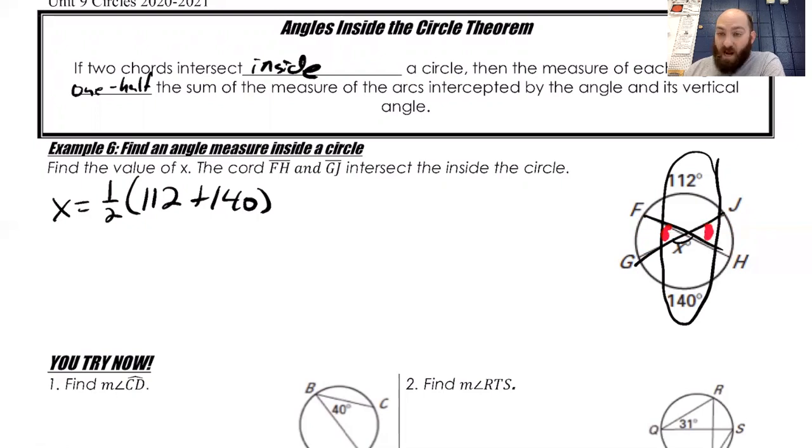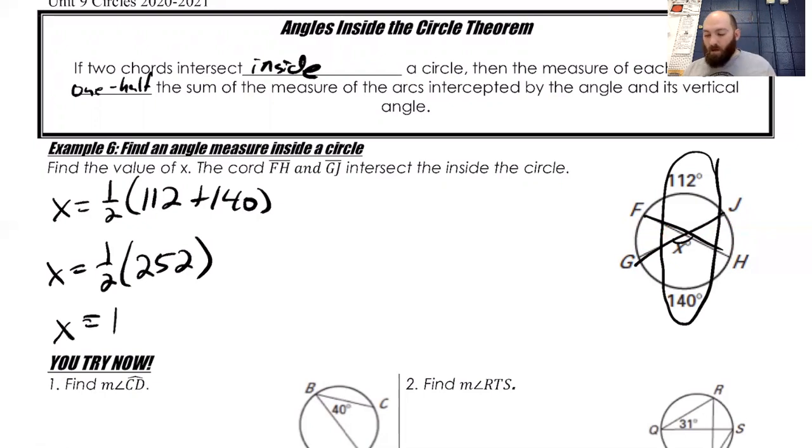Those two angles there would be half of the sum of JH and FG. So it's like drawing a straight line there. So X is going to equal 1/2 of 252, and that's going to be 126. So 126 degrees if I did my math correctly. Yep, I did. So that's what angle X is. It is in between 112 and 140, so it comes out to 126.